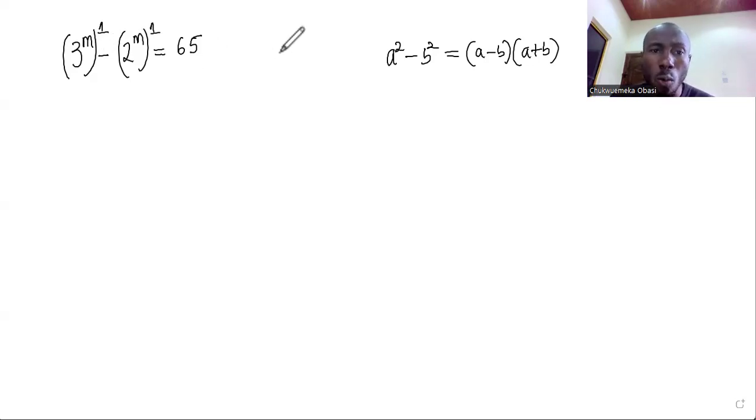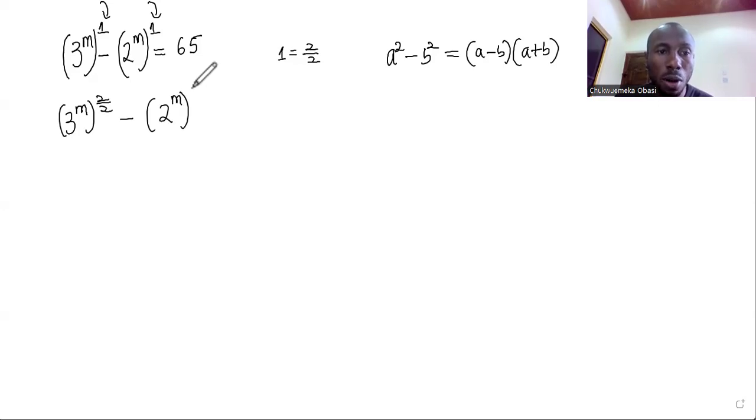Now, think of 1 as 2 upon 2. So I'm going to rewrite this 1 as 2 upon 2. Then we have 3 to the m all to the power 2 upon 2 minus 2 to the m all to the power 2 upon 2, and that is all equal to 65. Of course, guys, we've not changed anything significantly here yet. So everything is still in place. Everything is still in line, right?